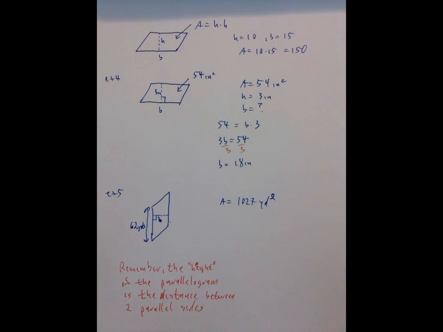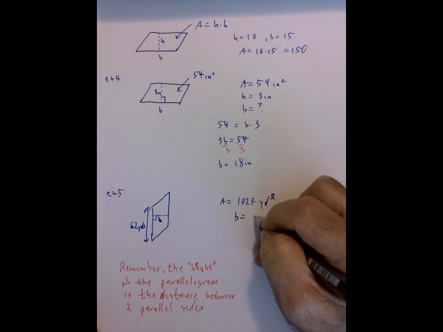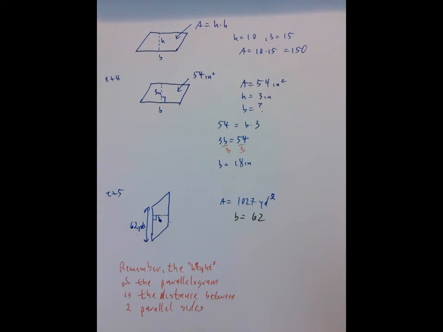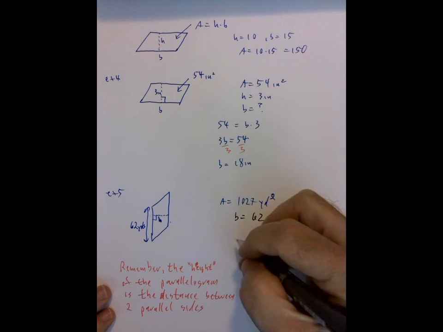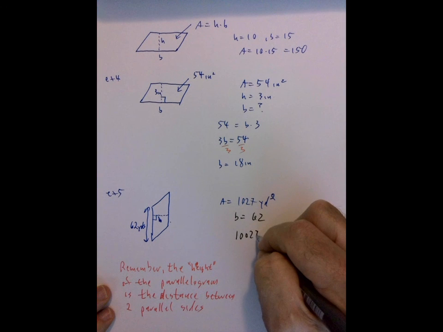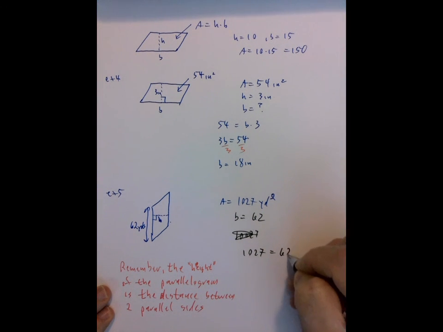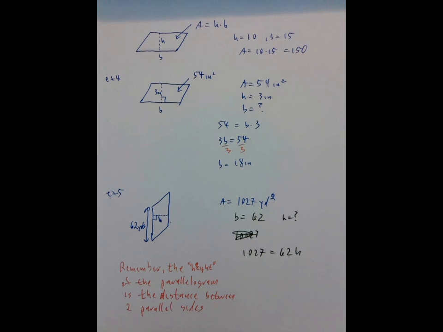So anyway, we're told that the base is the side that height connects. So here, the base is going to be 62. The area is still base times height, so it's going to be 1027 is equal to 62 times the height, which we don't know, right?